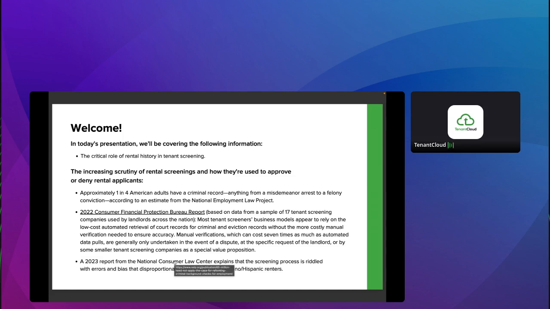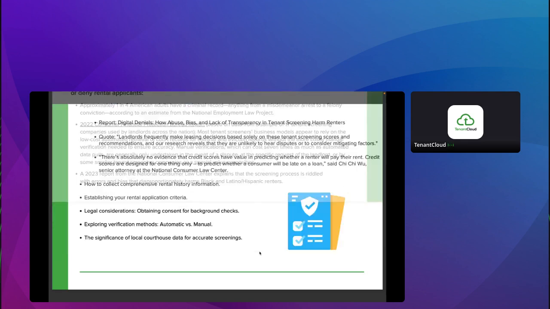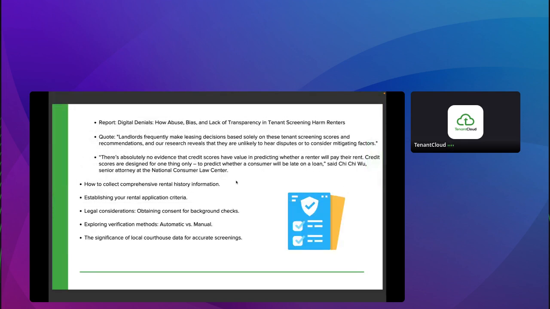A 2023 report from the National Consumer Law Center explains that the screening process is riddled with errors, and, as we'll talk about today, errors and bias that disproportionately harm Black and Latino or Hispanic renters. And in the report, Digital Denials: How Abuse, Bias, and Lack of Transparency in Tenant Screening Harm Renters, there are a few interesting quotes which are going to be relevant to some of the information we're discussing.